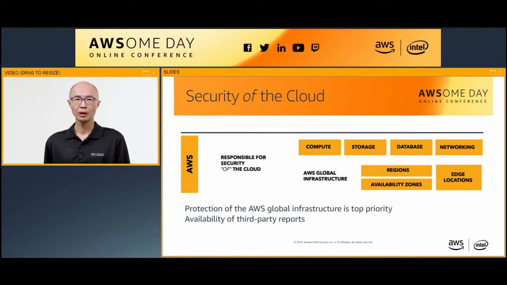Protecting this infrastructure is AWS' number one priority, and while you can't visit AWS data centers or offices to see this protection firsthand, AWS provides several reports from third-party auditors who have verified our compliance with a variety of computer security standards and regulations.